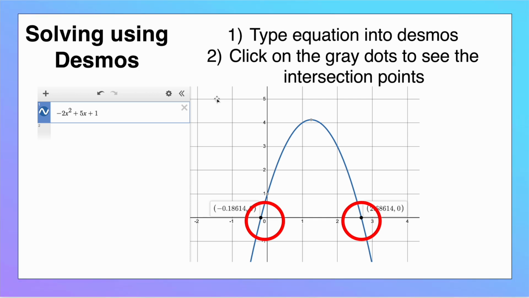Using Desmos, we can easily solve quadratic equations. We can type the equation in on the left here, so you can see I've got -2x squared plus 5x plus 1. When we graph that on Desmos, you can see these two points here that I've highlighted in red, and that will tell you what values they are. So you see -0.18 and 2.68. They are our two solutions for this equation.